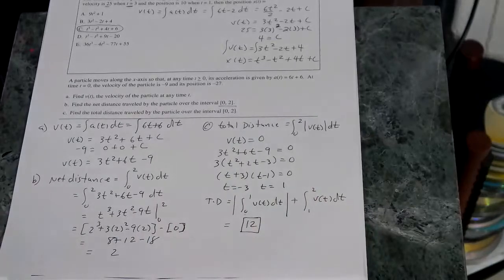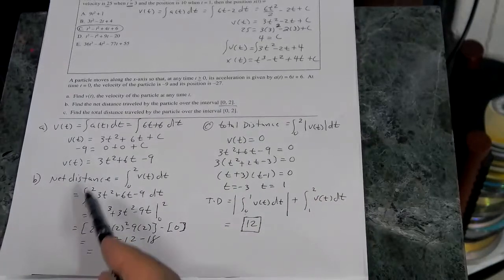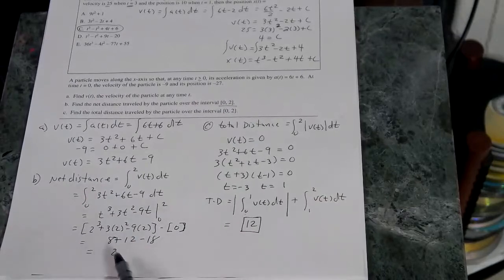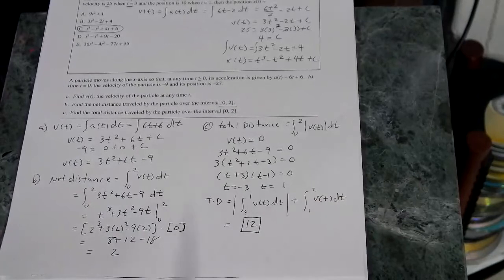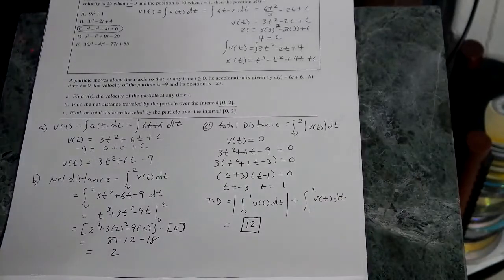Okay. So as you see, from 0 to 2, the net distance was 2, going in one direction. 12 is the total distance when it comes back as well.